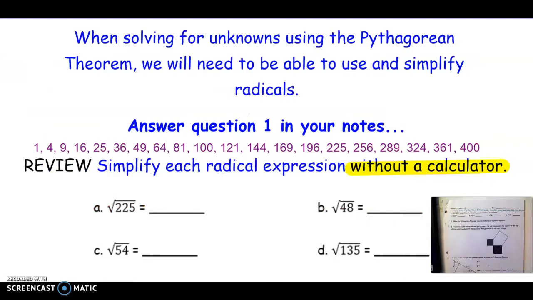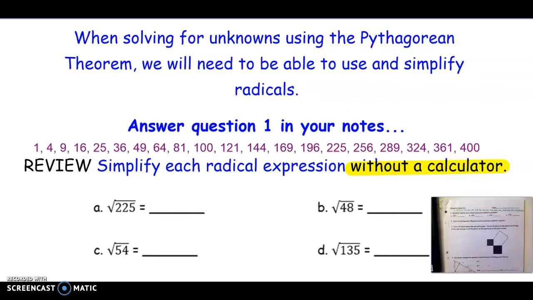When we are solving for unknowns using the Pythagorean theorem, a lot of times we're going to end up with what is called a radical. A radical is just a number that contains a square root symbol. You'll have other roots that you can take in higher math, but at this point we're just taking square roots.